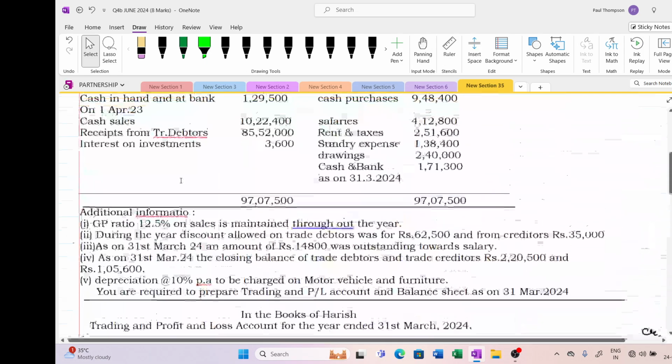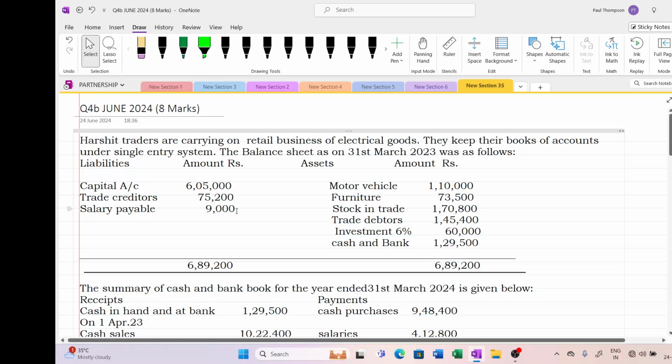You can see what I have posted. 6,05,000 capital I have posted in the balance sheet. Trade creditors, opening creditor I have taken to total creditors account. Salary payable I have taken to P&L account. This is opening balance outstanding, so you have to subtract it. Motor vehicle I have taken to balance sheet. Furniture I have taken to balance sheet inner column.